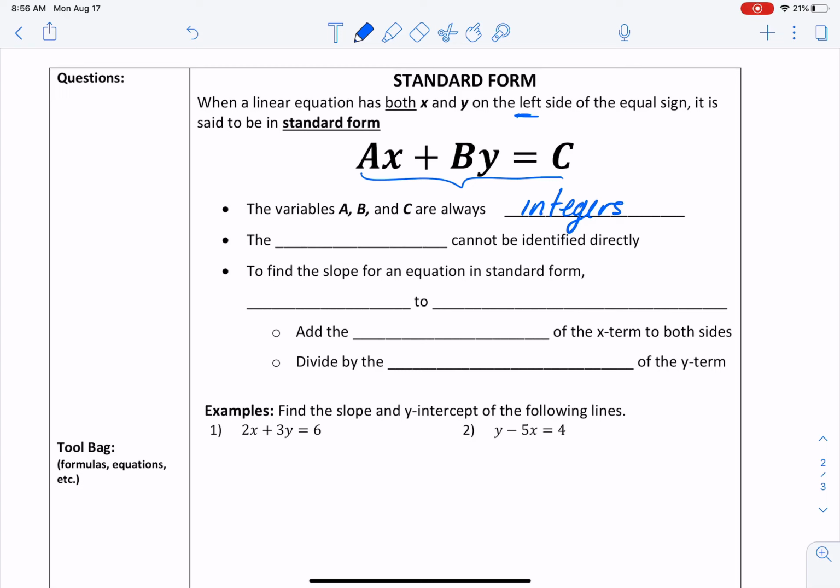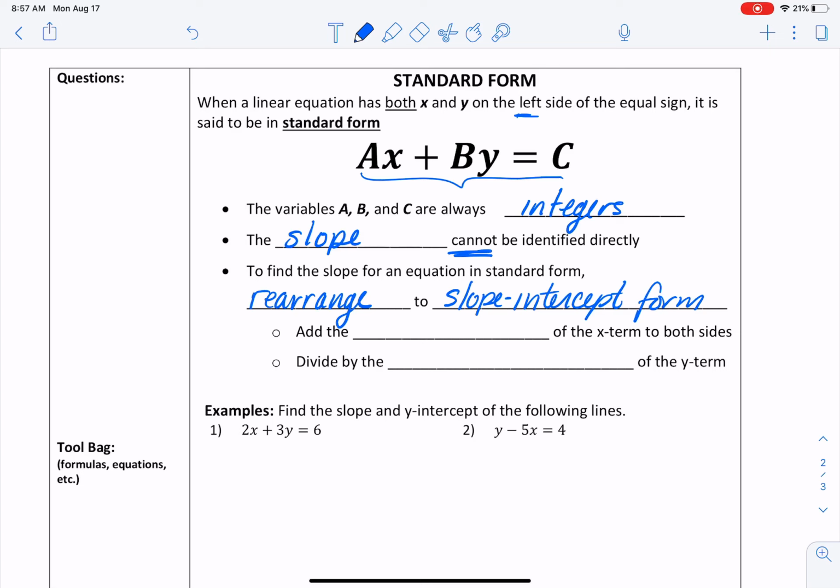The slope cannot be identified directly. You just can't pull a number out of that equation like we could the one before. To find the slope, I'm going to have to do a little bit of work. To find the slope in standard form, we need to rearrange to slope-intercept form. So it has to look like that other thing.